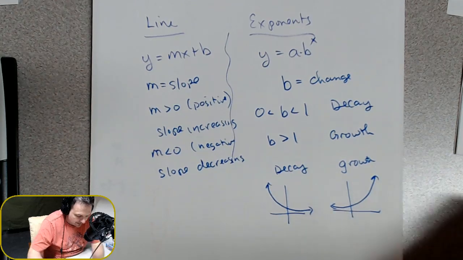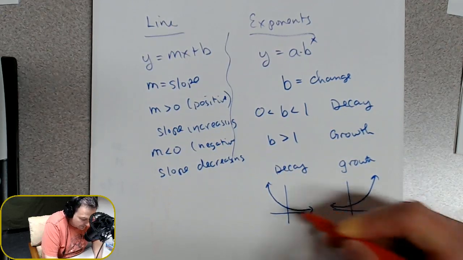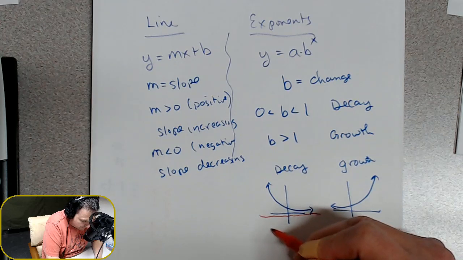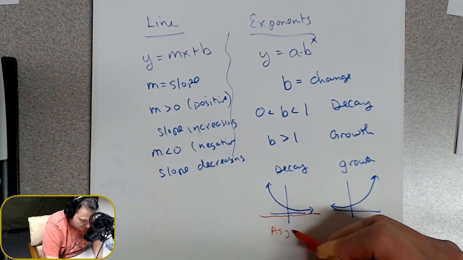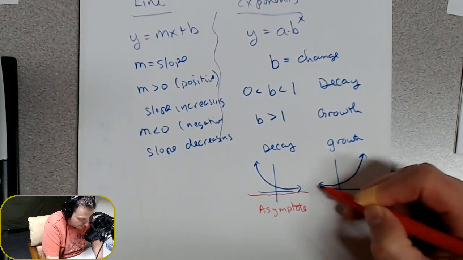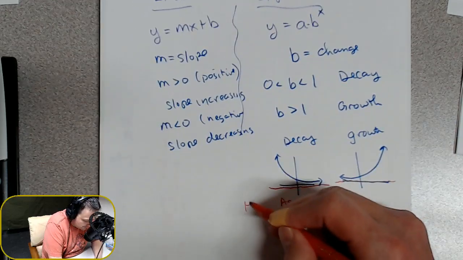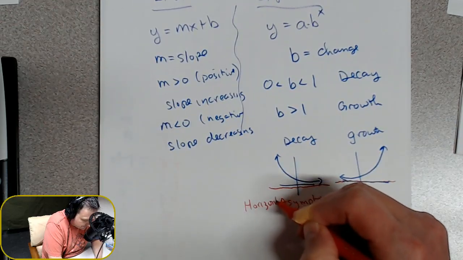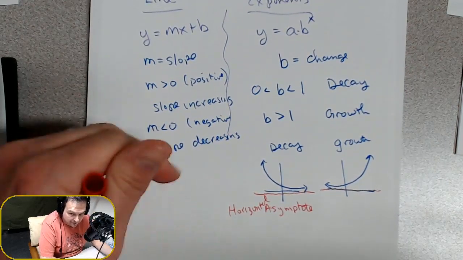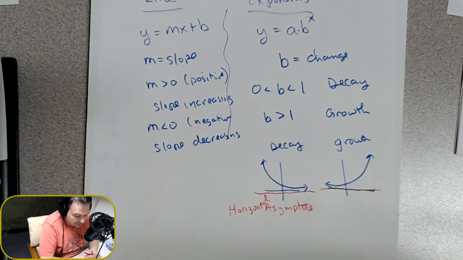And remember, we had another new thing about exponents. There were borders. This x-axis right here was a border. It was called an asymptote. It never crosses. That's called a horizontal asymptote. When you're graphing it, if you cross that line, that's not good. Don't cross that line.